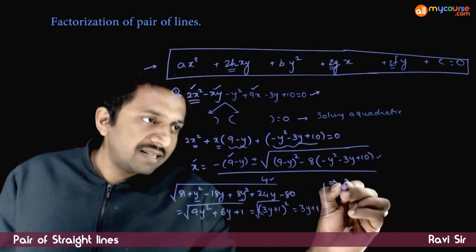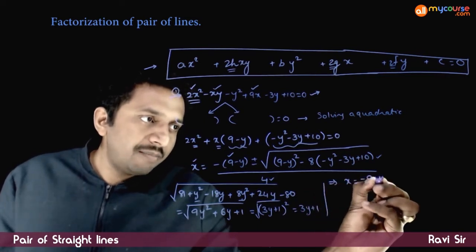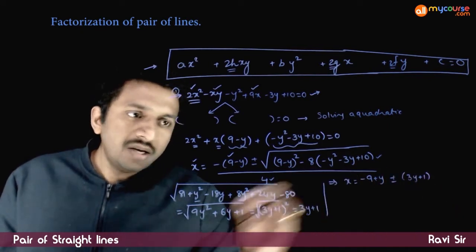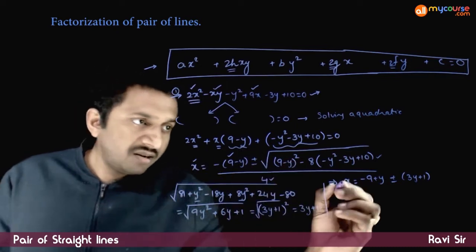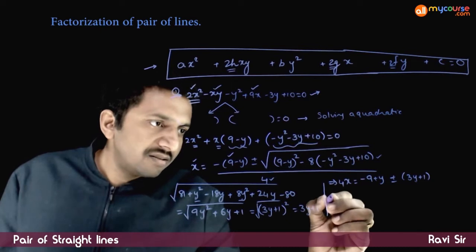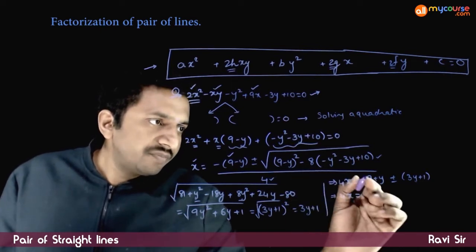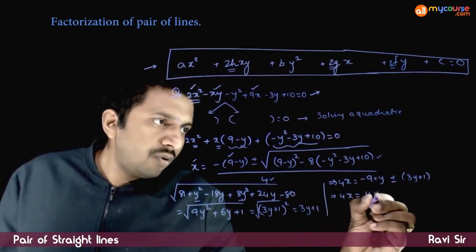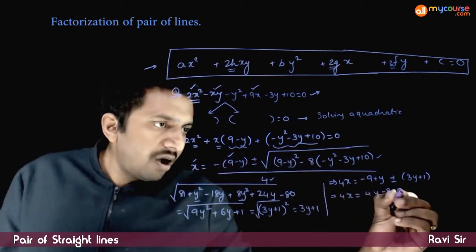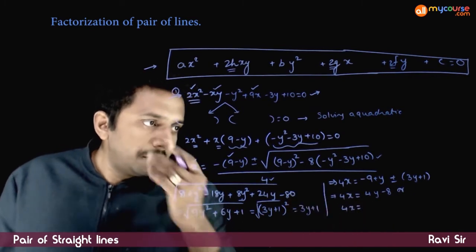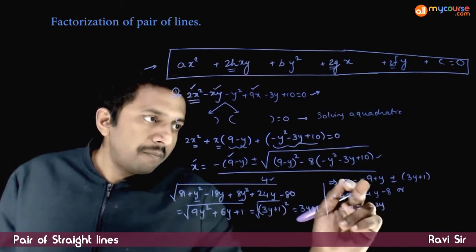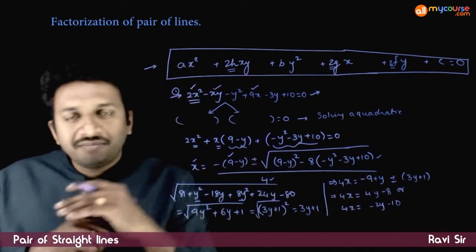This implies x = (-9 + y plus or minus (3y + 1)) by 4. 4 goes here, so 4x is equal to this. If you take plus, 4x = 4y - 9 + 1, which is 4y - 8. Or if you take a minus, y - 3y is -2y, and -9 - 1 is -10, so 4x = -2y - 10.